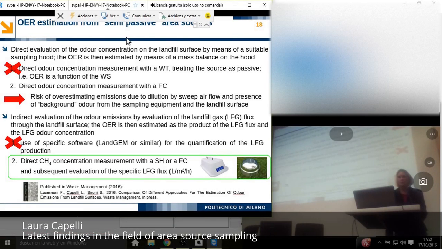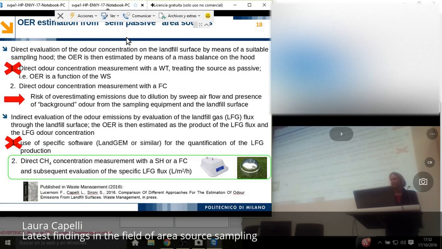In one case, we tried to use the software that is typically used for the estimation of the landfill gas production. Then we subtracted the quantity of landfill gas that is burned, that is collected, and so we tried to estimate the landfill gas emission this way, and we realized that's not a good idea.